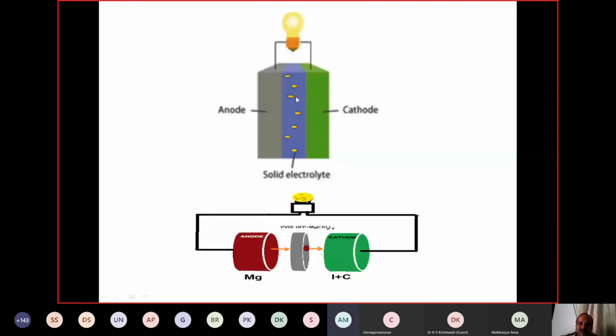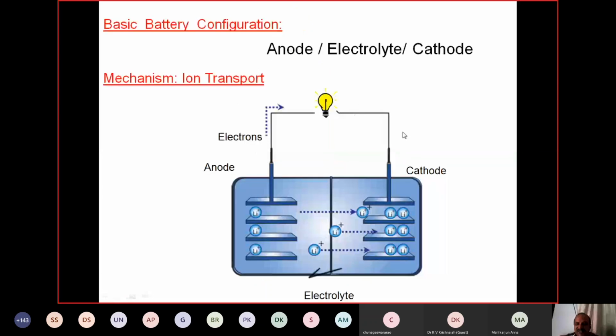Okay. So you see here how the lithium is moving. You see how the lithium moves towards this side when we are using it, and when you're charging it, it moves to the other side. So whatever I explained about these materials, these will be used as a separator in devices like a battery.